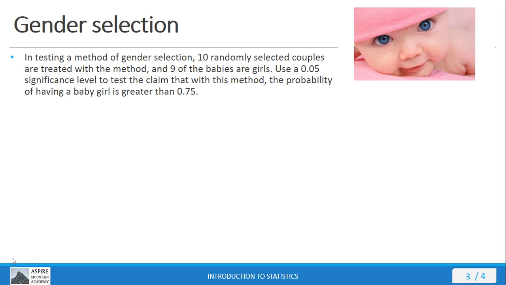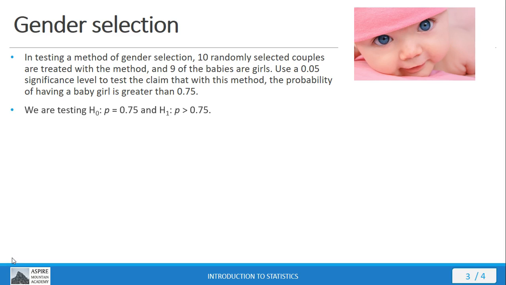So maybe it is new and improved. But who knows? 10 is kind of a small number for sample size. So maybe not. Anyway, our alpha is 5%. We're using that to test the claim that with this new and improved method, the probability of having a baby girl is greater than 75%.